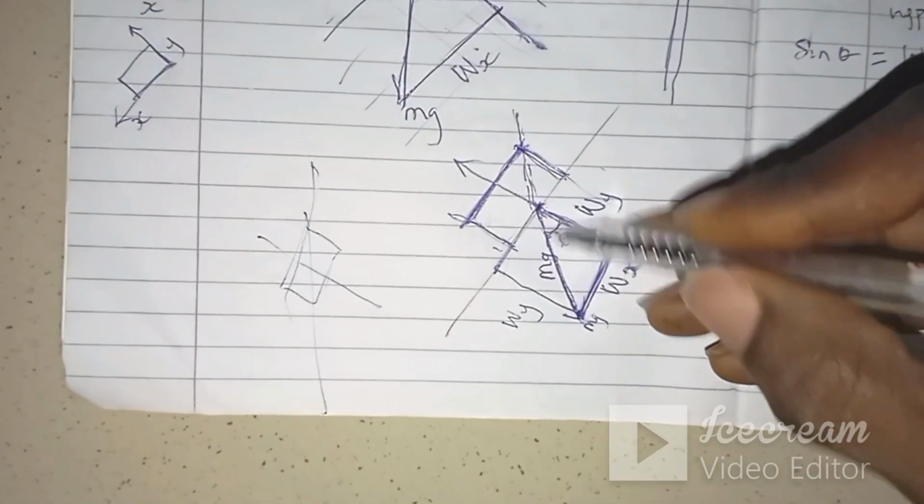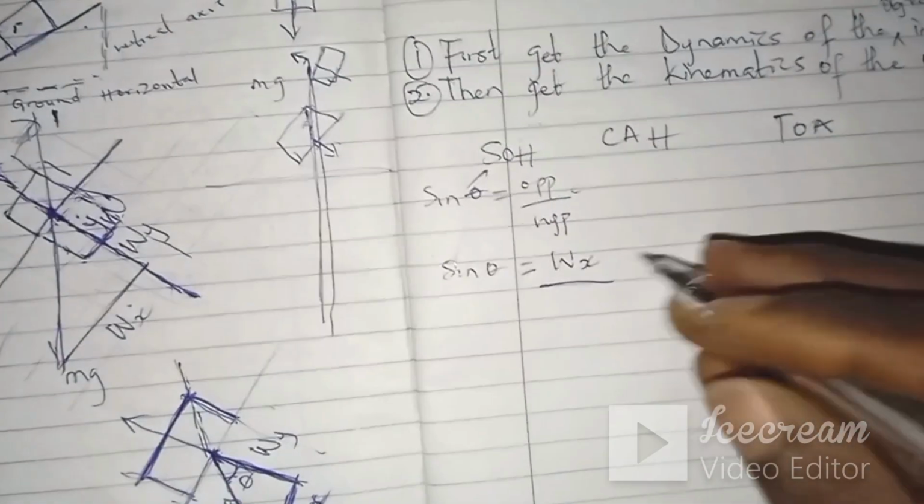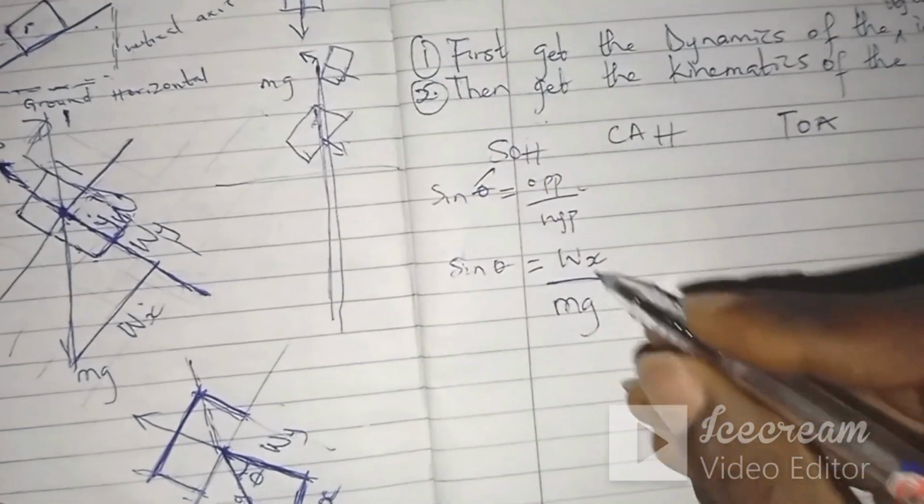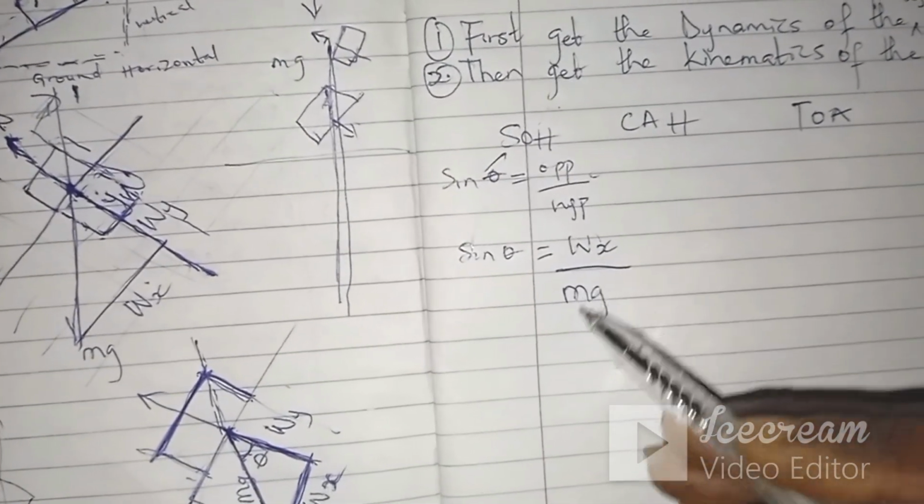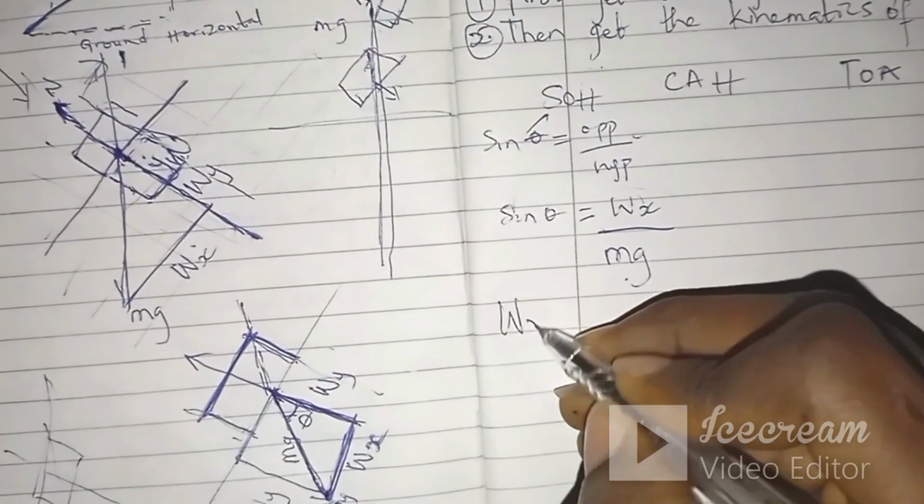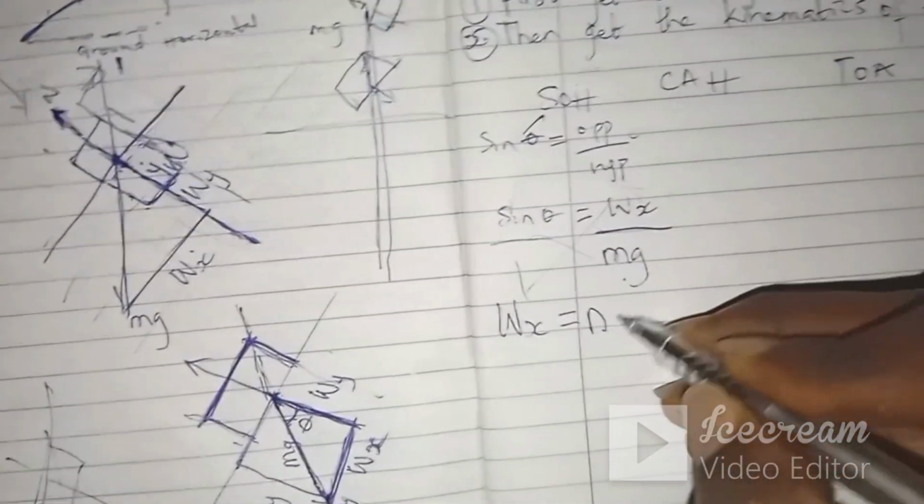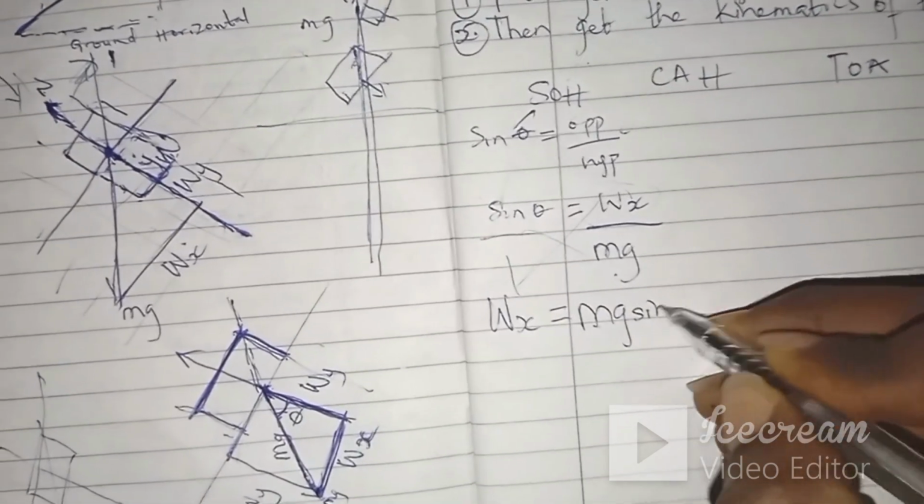Remember that this line gave me gravity and it's mg. I can make anything subject of the formula, but mg is the force of gravity, so this is the one I'm looking for, which is the weight on the x-axis. So weight on the x-axis is equal to mg sine theta.